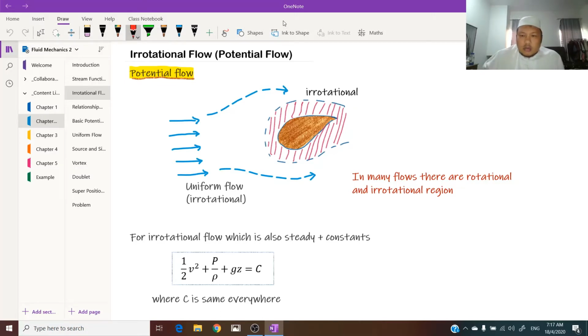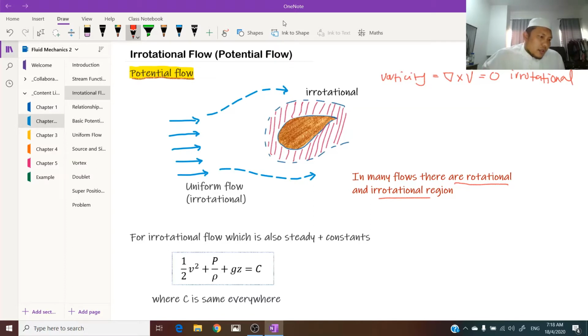What is irrotational flow? In the previous chapter, we studied rotational and irrotational flow, and that the vorticity is given by del cross V, which is equal to 0 for irrotational flow. If it is rotational flow, this equation may not be equal to 0.